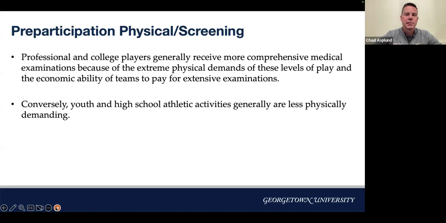The NBA has a certain standard. Middle school basketball would be held to a different standard. So as long as you're providing a PPE that is in line with what would be reasonably expected, you should be covered.